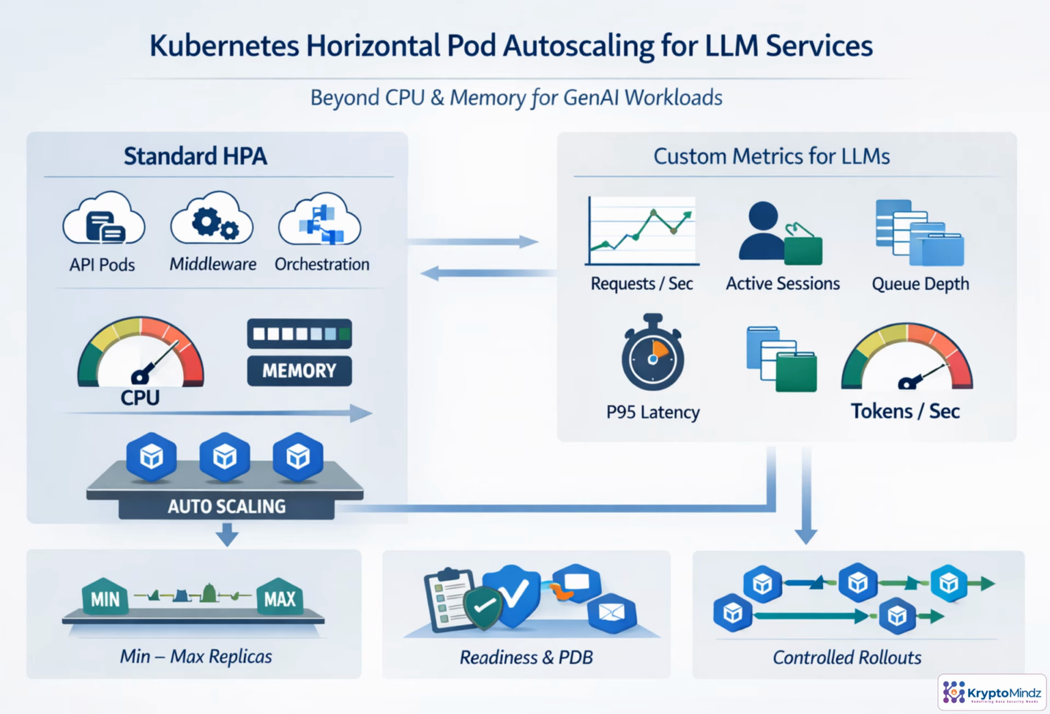Kubernetes HPA is useful, but default signals can be misleading for LLM services. CPU and memory may look stable while users are waiting in queues, sessions are piling up, or token generation is slowing down. Use HPA for stateless API pods, middleware, and orchestration layers, and feed it custom metrics such as requests per second, active requests, queue depth, P95 latency, and tokens per second. Set minimum replicas for readiness and maximum replicas for cost control. Pair autoscaling with readiness probes, disruption budgets, and controlled rollouts so capacity changes remain predictable.